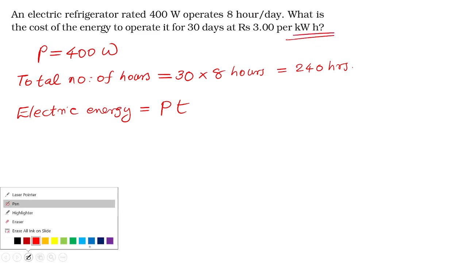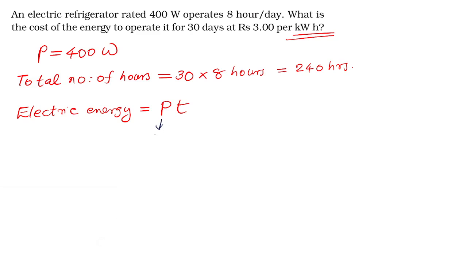So the power should be in watt, and time should be in hour. Then only I will get watt hour. I don't want to convert time to second, then I will get only watt second. Do I need watt second? No, I want watt hour. So the power should be in watt, time should be in hour. On multiplication you will get the unit as watt hour. Then watt hour can be easily converted to kilowatt hour. That I will discuss later.